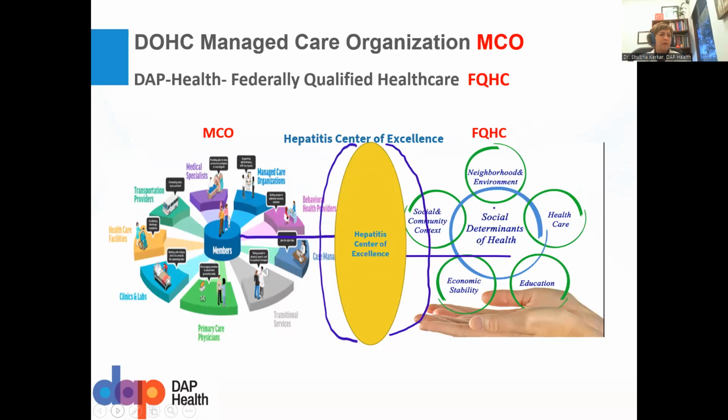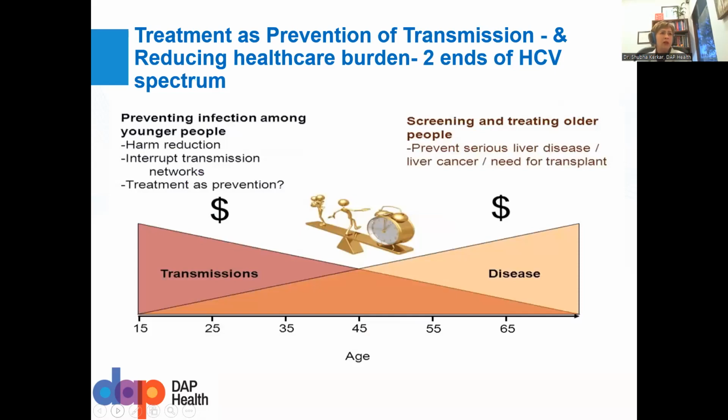As we can realize, the managed care organization is member-centered, and FQHCs are centered on the social determinants of health. And these two came together through the Center for Excellence to get as many as possible treated quickly. Next slide. Treatment as prevention of transmission was the objective, and we were balancing rapid treatment against cost of treatment. Treating patients between the ages of 15 to 45 was focused on reduction of transmission, whereas treating people living with hepatitis C was also to reduce liver disease burden on hospitalizations, mortality, and morbidity. Next slide.